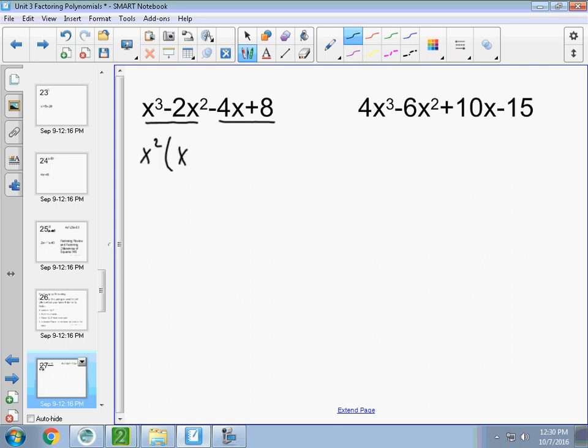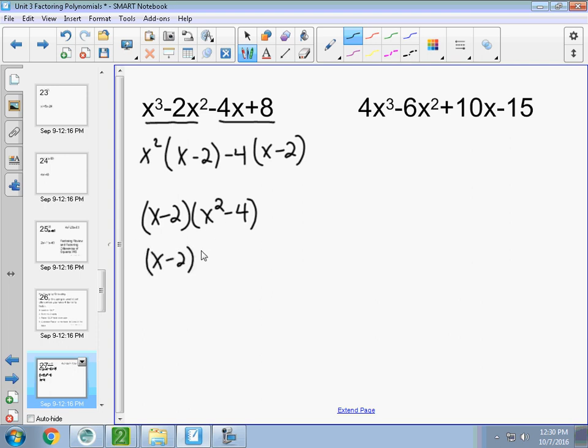I can take an x squared out of the front, leaving me with an x minus 2, and I can take a negative 4 out of the back, leaving me with an x minus 2. The common part, x minus 2, comes to the front, and what's left over goes to the back. We have to check to make sure, since I still have an exponent here, that I can't break this down anymore, and in this case, I can. The second part is a difference of squares, so I can break that down into an x minus 2 and x plus 2.